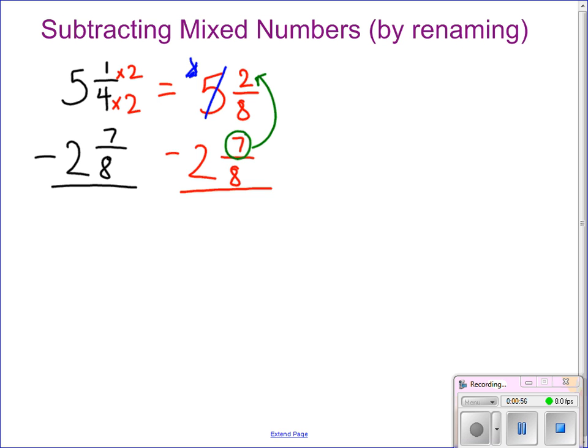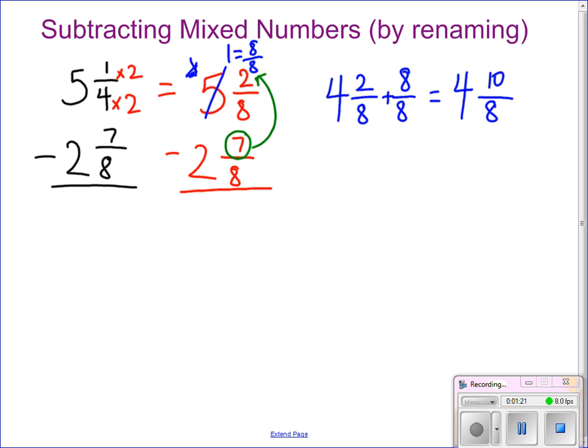I borrow 1 from the 5, making the whole number 4. That 1 that I borrowed is the same thing as 8 over 8. So all I'm going to do is copy down my original fraction, 2/8, and I'm going to add 8 over 8. This makes 4 and 10/8. This is the same value as 5 and 2/8, it just looks a little bit different.